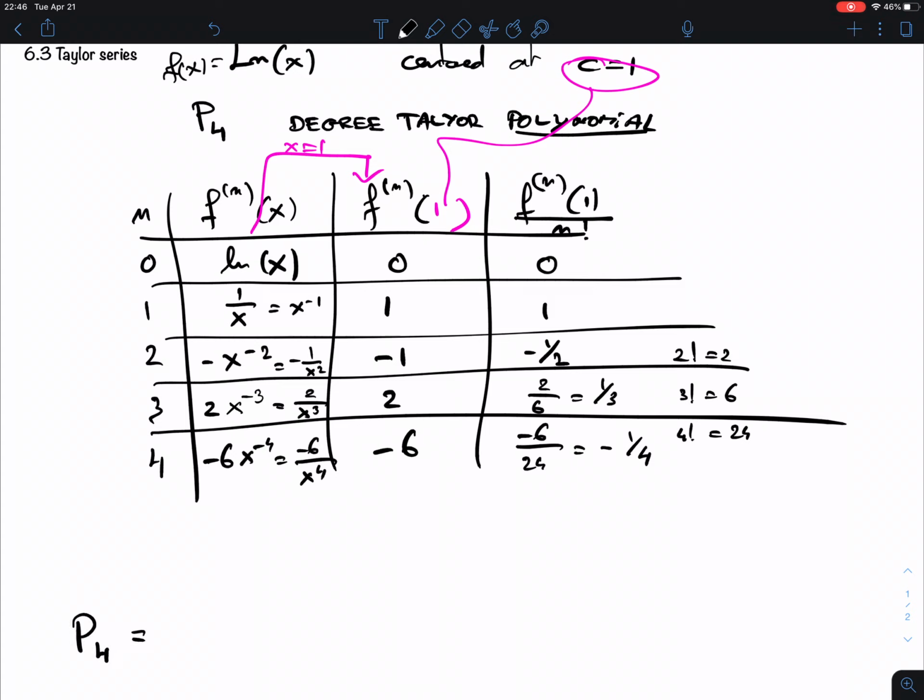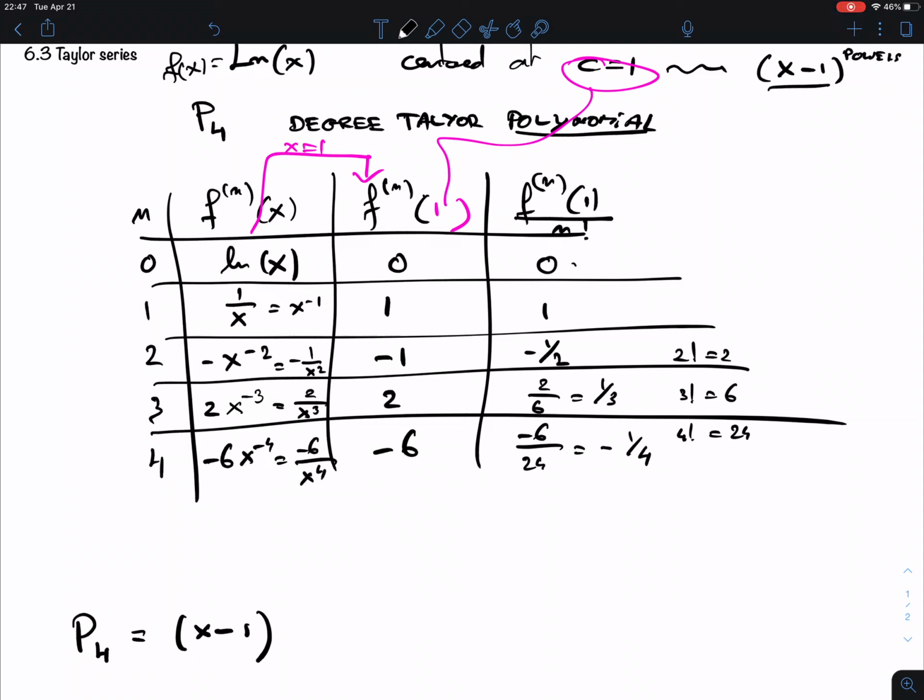P4 is going to be, remember, these are now the coefficients of the powers of x minus 1. Why x minus 1? Because it's x minus the center. So that will be 0 times x, the constant, so that's just 0. I'm not going to write that. 1 times, again, I'm not going to write it, so x minus 1. So remember, centered at x equals 1 means it's in terms of powers of x minus 1. So we get here various powers of x minus 1.